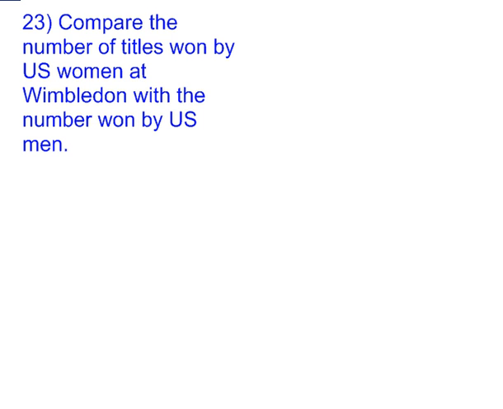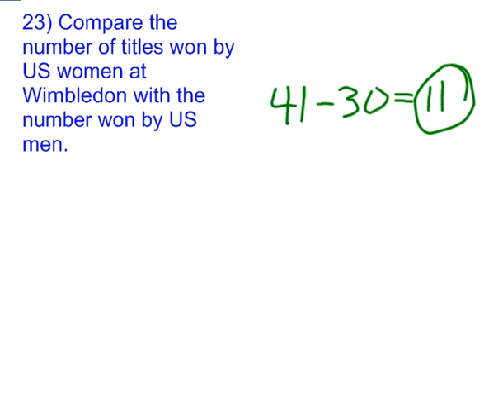Problem number 23 refers to a chart that's on page 56. And the question says, compare the number of titles won by U.S. women at Wimbledon with the number won by United States men. And so when we look up there, we look at the light green, and that looks like it's maybe 41. And we look at the dark, which is men, and that's 30. So we would have 41 minus 30 would give us 11. And that would be the comparison.